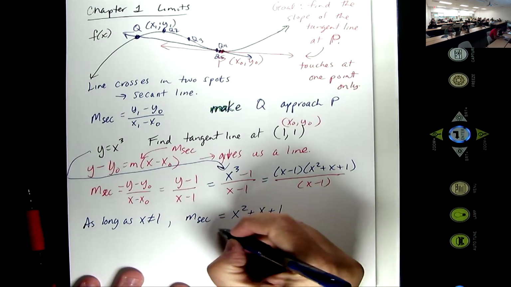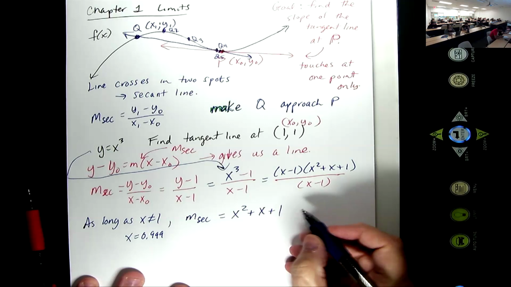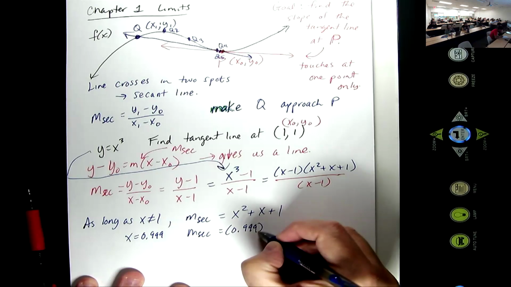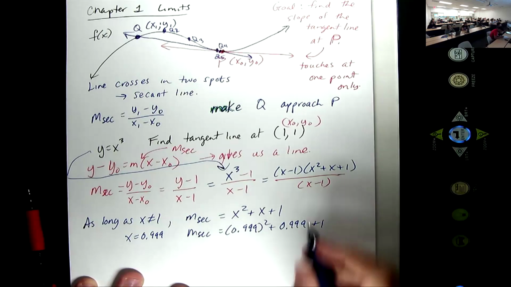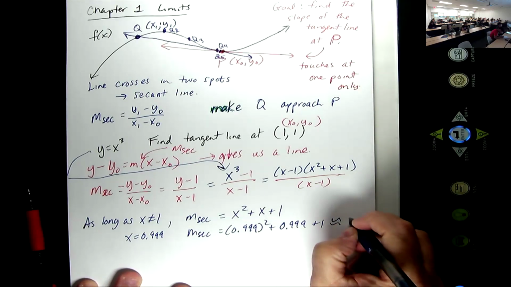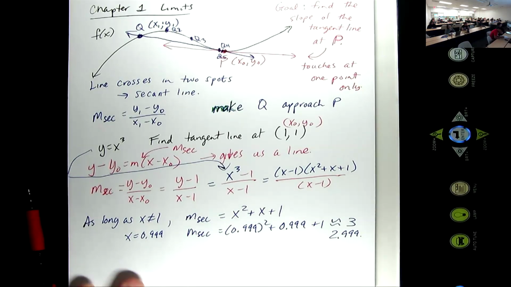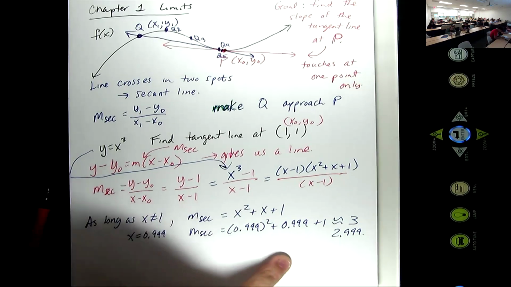But if I did x equals 0.9999, m secant is 0.9999 squared plus 0.9999 plus 1. This is really close to 3. It's like 2.9999, just a little bit less. But it's really close to 3, and the more decimals I add to this, the closer it gets to 3. Does that make sense?